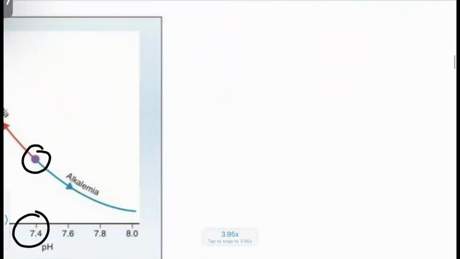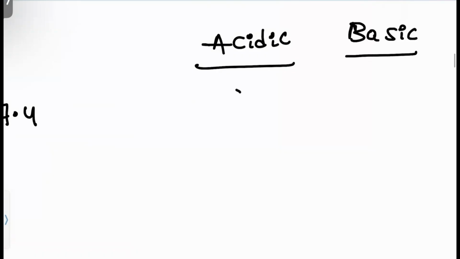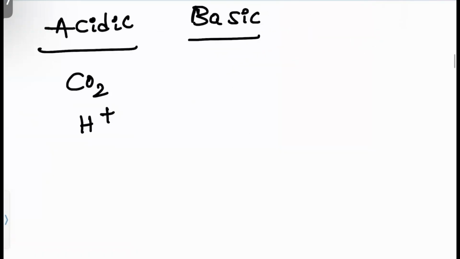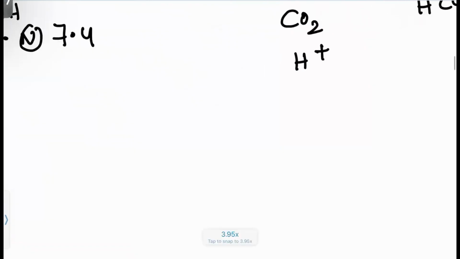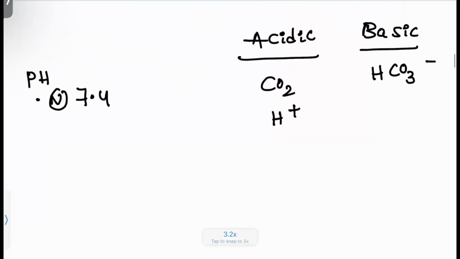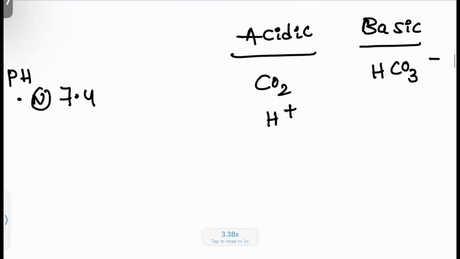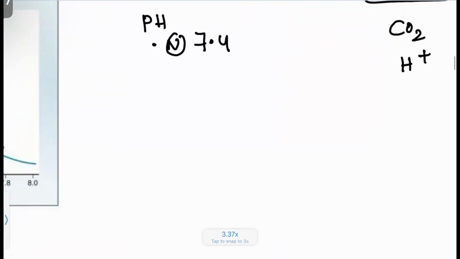Next, the first thing that you have to remember is what are acidic in nature and what are basic in nature. The acidic ones are CO2 and H plus ions. Coming to the basic, that is your HCO3 ions. The whole ABG thing comes from these acidic and basic natures and also your pH values. So what is acidosis and alkalosis?